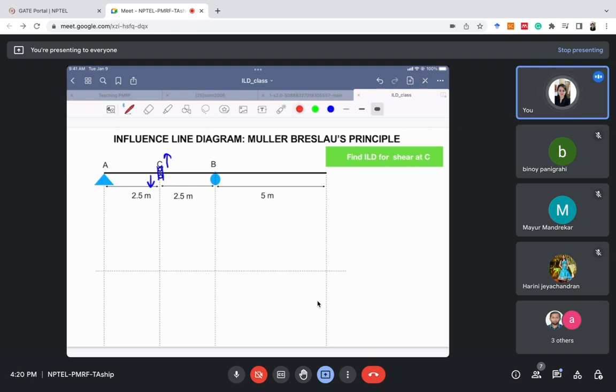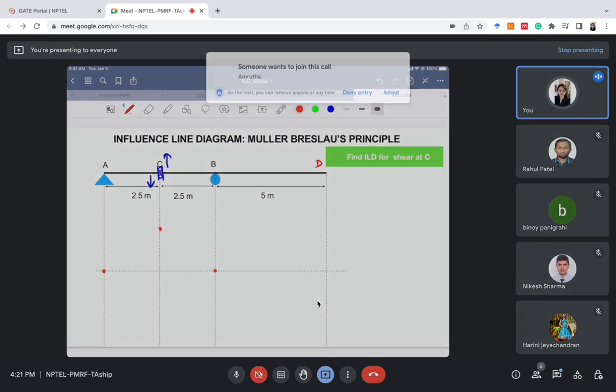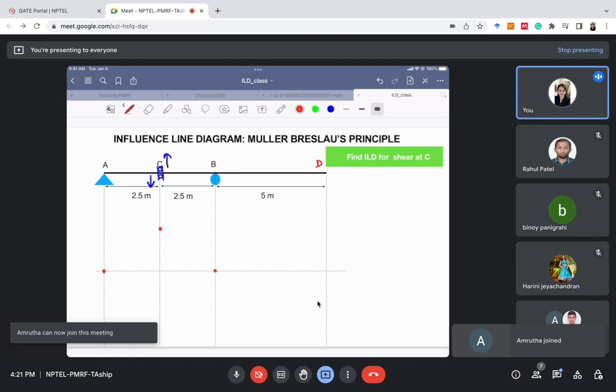Before drawing, let's restrain the supported points. At A it is supported, at B it is supported, at D it is not supported, so it can move either upward or downward. Now let's move this point C, with the right part in the upward direction and the left part in the downward direction like this. Okay, let's join everything.